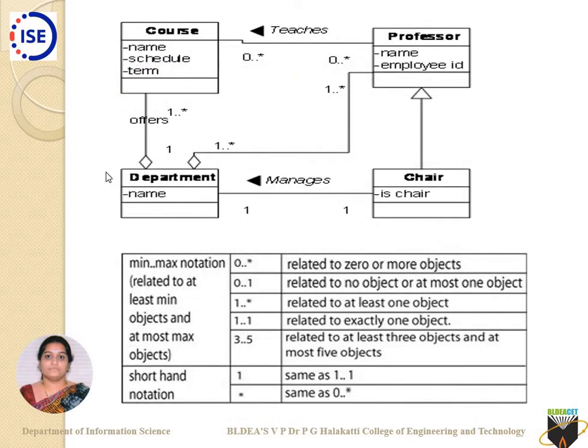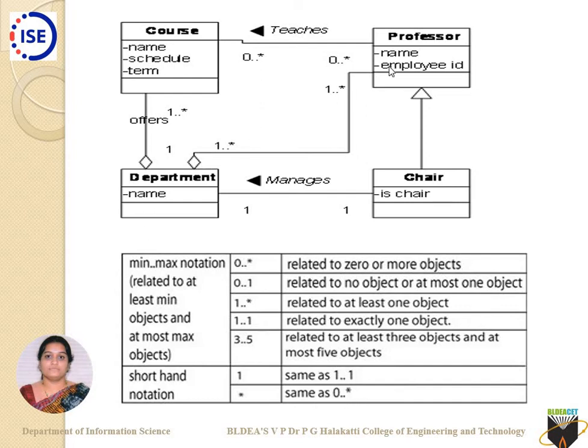The same is shown here. Min..max, 0..asterisk means related to 0 or more objects. 0..1 related to no object, or at the most one object. 1..asterisk related to at least one object or multiple. 1..1 related to exactly one object, not more than that. 3..5 related to at least 3 or at most 5. Similarly 1 is the same as 1..1, asterisk is the same as 0..asterisk.